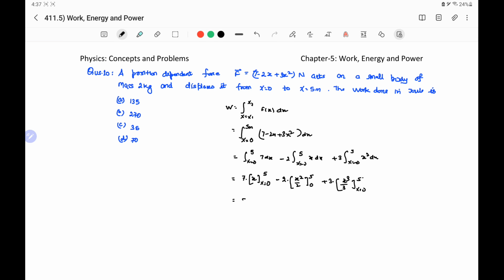Now we substitute the limits. It is 7 into upper limit minus lower limit, minus 2 into upper limit 5 square by 2 minus lower limit 0, plus 3 into upper limit 5 cube by 3 minus 0. So finally we have 35 minus 25 plus 125, because 2 and 2 get cancelled and 3 and 3 get cancelled. And this will be equal to 10 plus 125 and it is equal to 135 joule. Hence option A is the correct option.